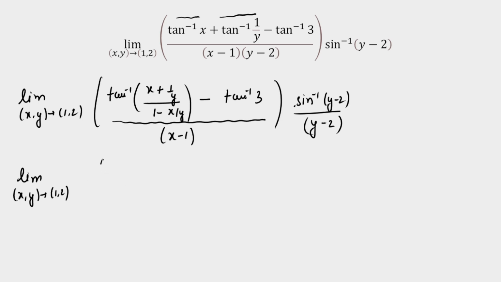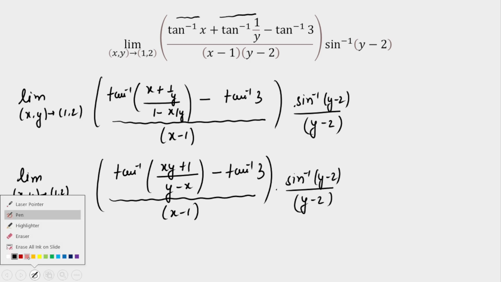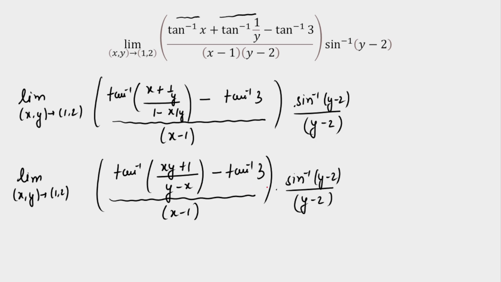As you can see here, I can apply the formula: tan inverse of (xy plus 1) upon (y minus x), minus tan inverse of 3, whole divided by x minus 1, multiplied by sin inverse of (y minus 2) upon (y minus 2). Now they are saying this particular limit exists. As you can see, if y is tending towards 2, then this is sin inverse of 0 upon 0, so this will be 1.